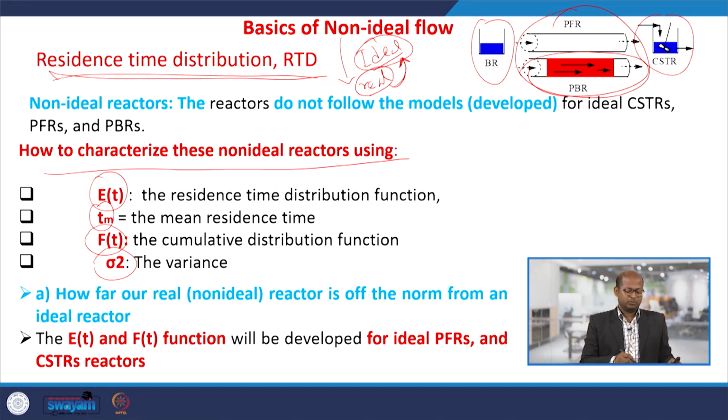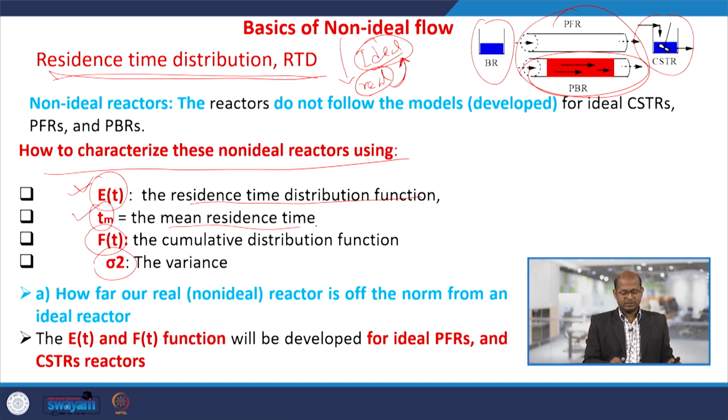So what are these components? We have already studied them in UG courses, but we are repeating here. It is the residence time distribution function of the particular components or reactants that we are feeding inside the reactor. That function, the residence time distribution function, we have to find out for the reactor. We have to check that, we have to test that.